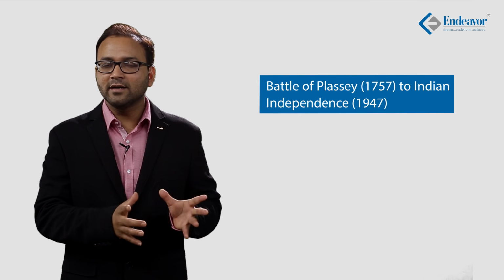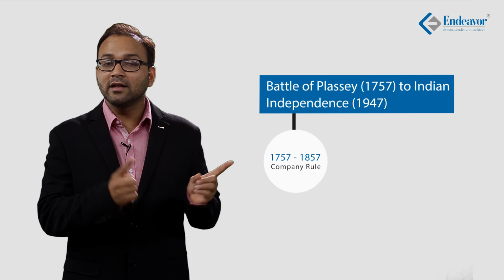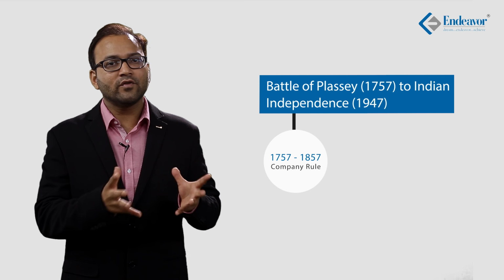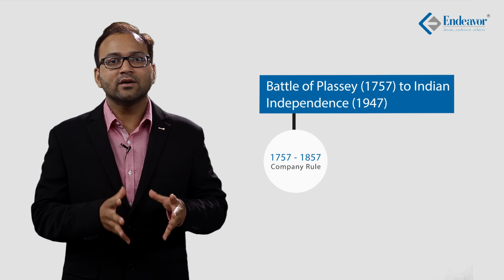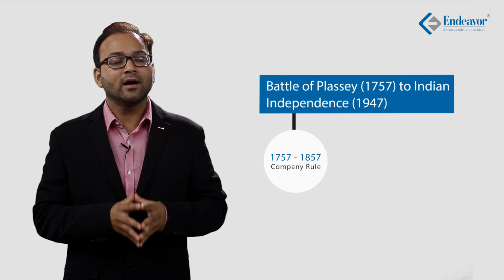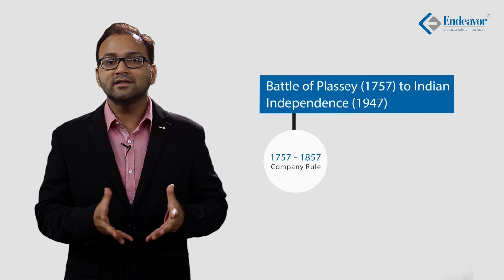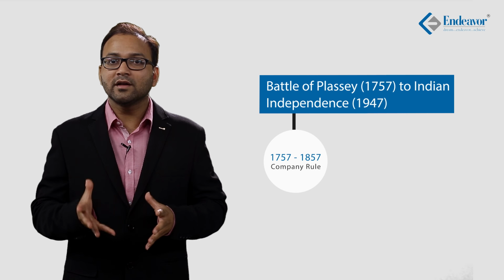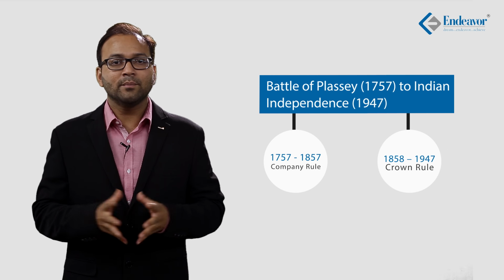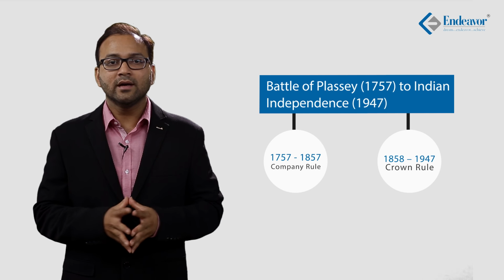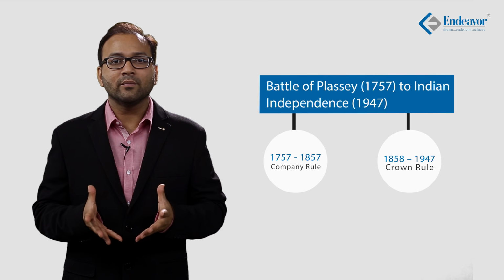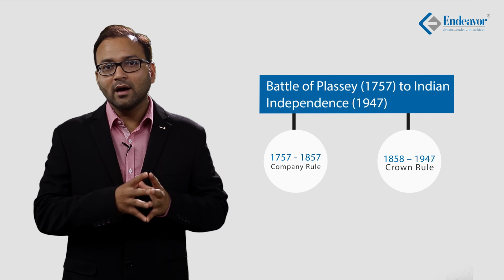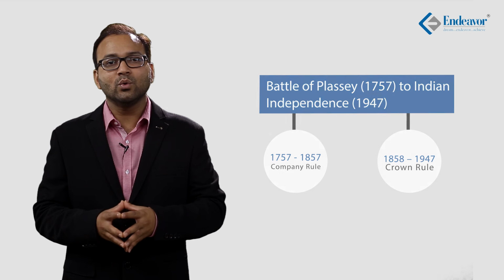The first century of British rule in India, that is from 1757 till the revolt of 1857, is a phase known as company rule. For the simple fact, during these 100 years, India was ruled by a company named East India Company. After the revolt of 1857, East India Company was abolished and consequently the rule of East India Company was converted into the rule of British Parliament. This is a phenomenon called company rule getting transferred into crown rule.